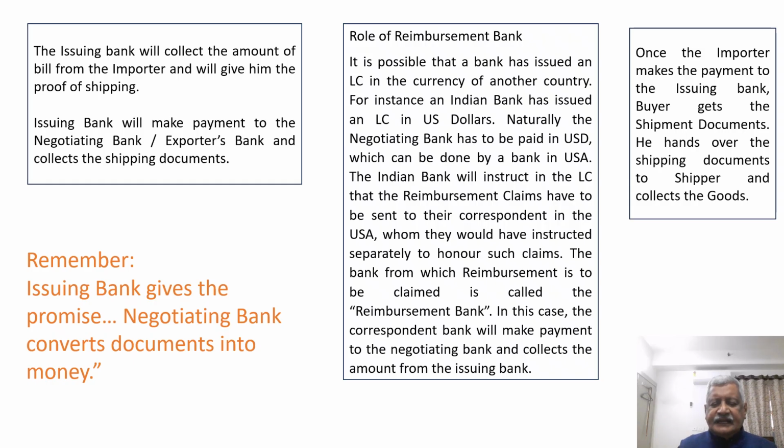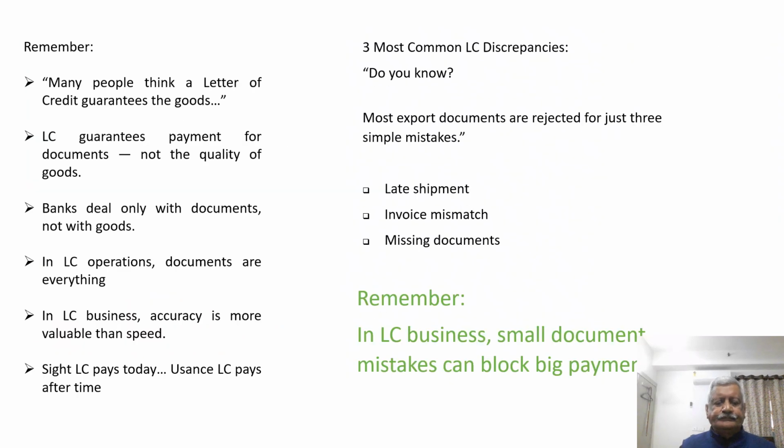In this case, the correspondent bank will make the payment to the negotiating bank and collects the amount from the issuing bank. Once the importer makes the payment to the issuing bank, the buyer gets a shipping document, he hands over the shipping documents to the shipper and collects the goods. Remember, issuing bank gives the promise. Negotiating bank converts documents into money.